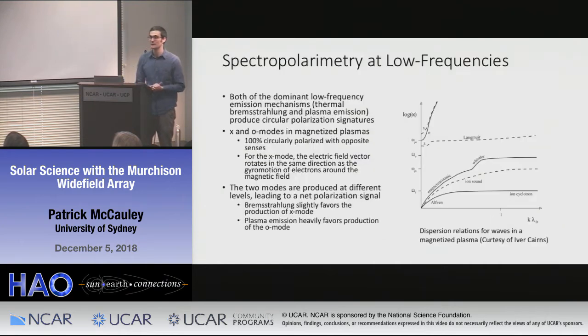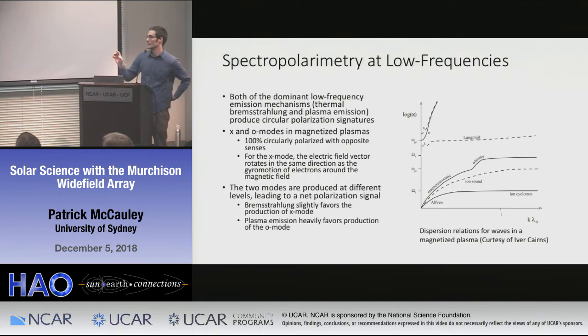Now for the last 10 or 15 minutes, I will tell you about the stuff I'm working on now, which is spectropolarimetry with the MWA. So both of the dominant emission mechanisms, the thermal Bremsstrahlung and the plasma emission processes, produce circular polarization signatures.